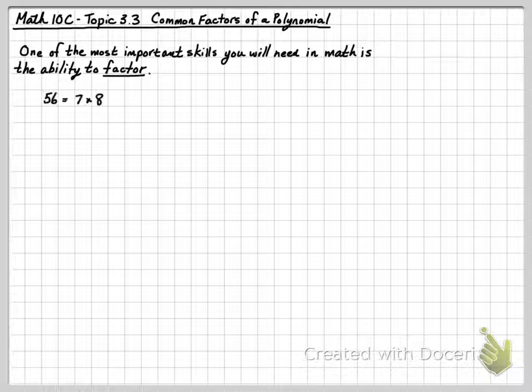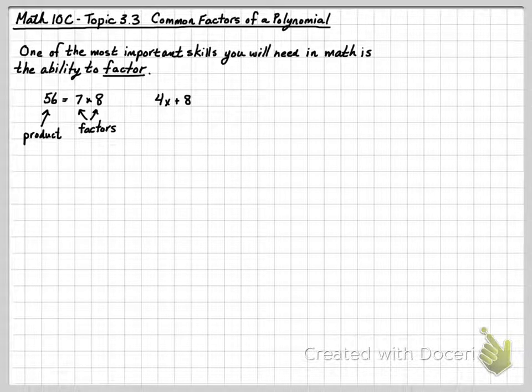For instance, 56 is 7 times 8. 7 and 8 are what we call factors of 56. 56 would be called the product. It's the result of two numbers or two things being multiplied together.